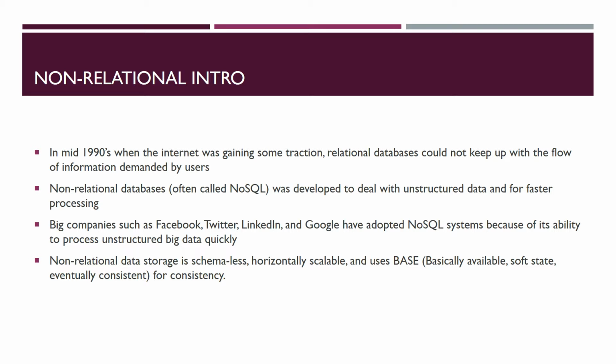They all have NoSQL systems because it just processes unstructured data so quickly. And so yeah, non-relational data doesn't need a schema. It scales horizontally, and it uses BASE, which is basically available, soft state, and eventually consistent for consistency. And so this is an alternative to ACID, which stands for atomicity, consistency, isolation, and durability.